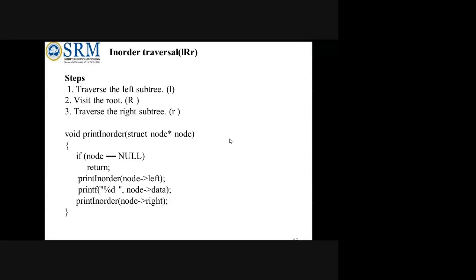So root will be in the middle, followed by left and right. Post order will be post, so at the last. Root will be at the last, followed by your left, right, root. That will be your post order.